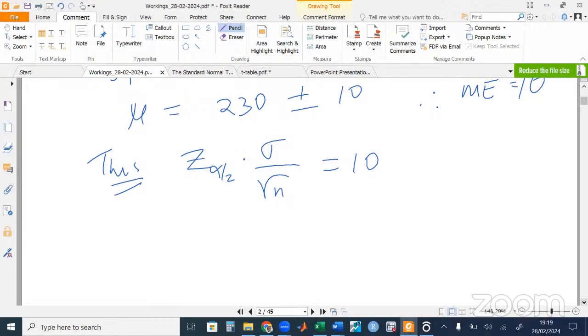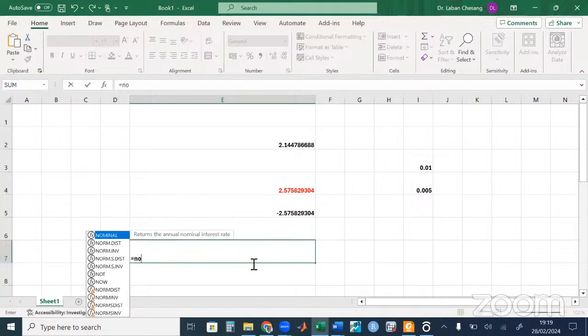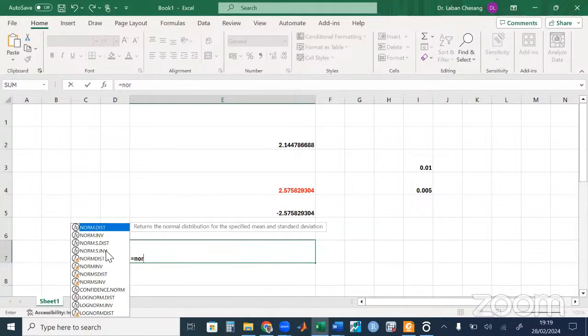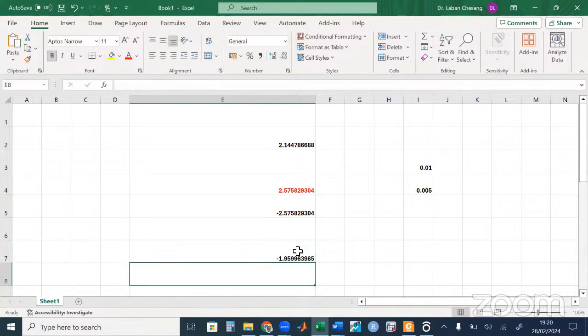1.96. Correct. Please know that the Z alpha over 2 will be 1.96. Equals to norm, the Z score here. Let's input the 0.025. That is consistent with the 5%, 2.5% on each side, and then you get 1.96. This is a negative value, but I told you to pick the absolute value, positive, and you get 1.96.